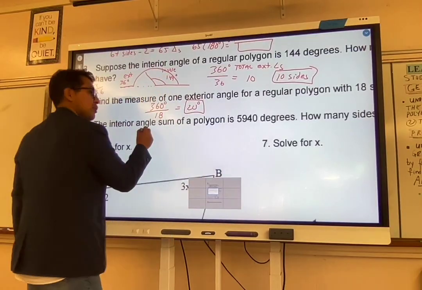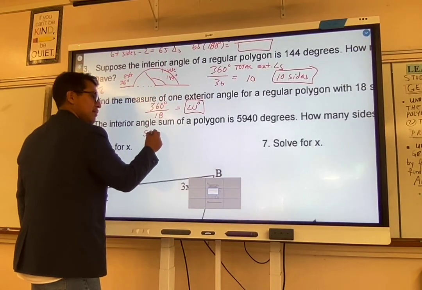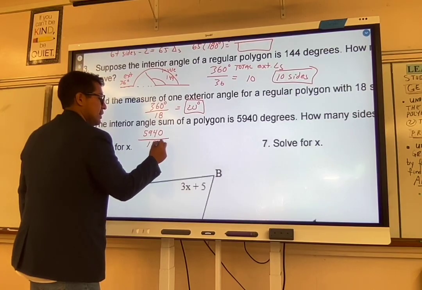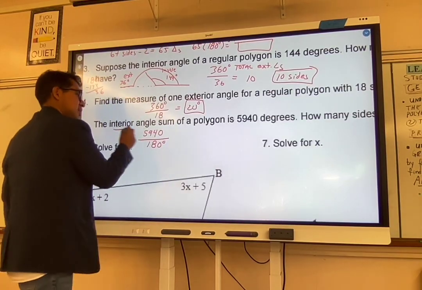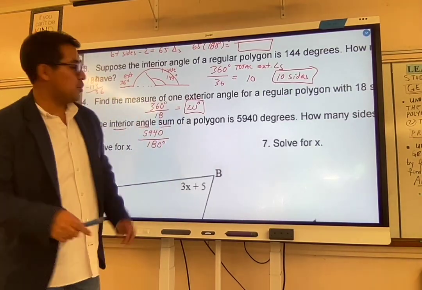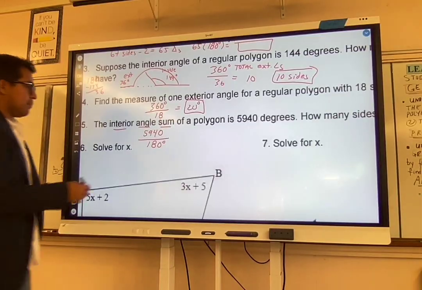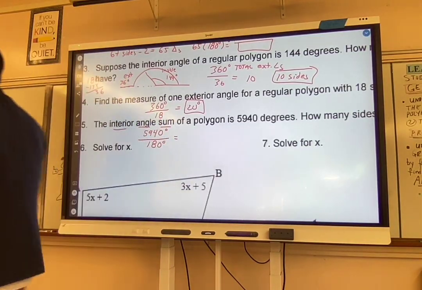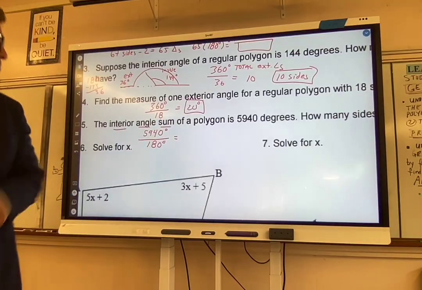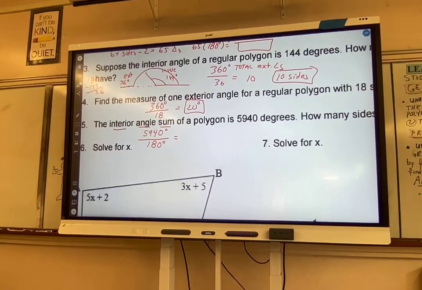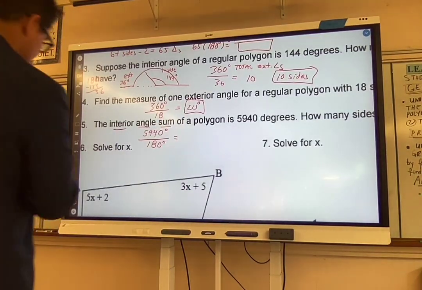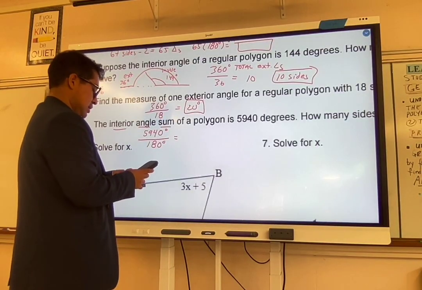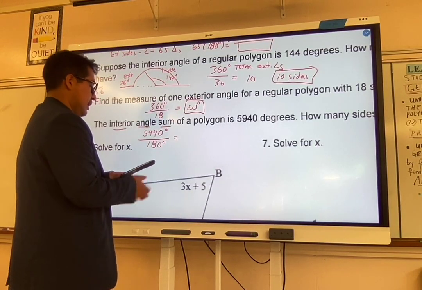So the way you should approach this problem is start with 5,940, and let's divide by 180, right? Because I know the last step of these interior angle sum questions is always multiply by 180. So we'll divide. That one, let me see. I'll grab a calculator and figure that out. So that divided by 180 is 33.